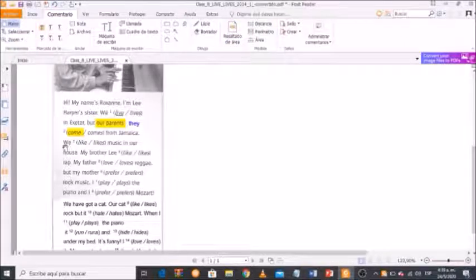Very good. We like or likes music in our house. Again, pay attention to the subject of the sentence. The subject is we. And we know that we don't have to add an S if the subject is we. Entonces, como nuestro sujeto es el pronombre personal we, sabemos que no tenemos que agregar la S, entonces the right option is we like music in our house.